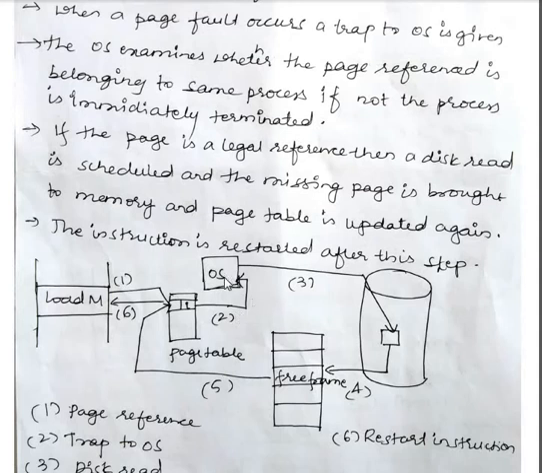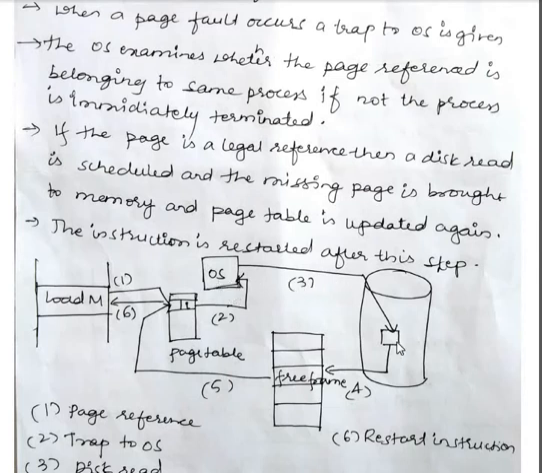Then what will the operating system do? It will first check whether the page which is referenced belongs to that process or not. So first it checks the validity of the page reference. If that page does not belong to that process but is still referenced, then the process will be immediately terminated, because it is an illegal reference to some page. But if it is legal, meaning the page referenced belongs to that process, then what will the operating system do?